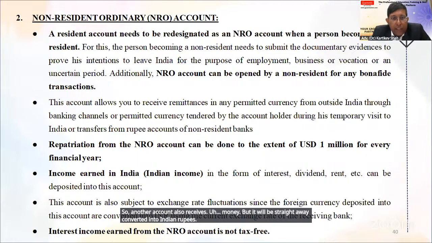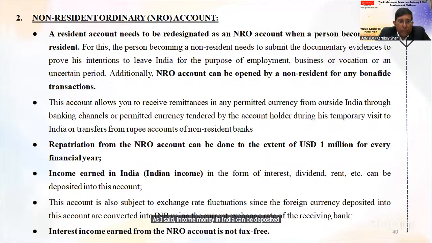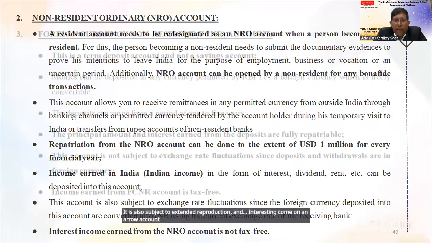As I said, income earned in India can be deposited in an NRO account. It is also subject to exchange rate fluctuation, and interest income on an NRO account is not tax free.